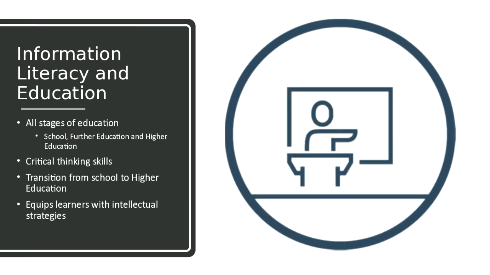Information literacy and education. Transition is the key here in being able to transfer these skills from one subject to another and from one level of education to another. So it isn't just all about higher education. We need to use information literacy within primary school, secondary school, further education and higher education. Critical thinking skills come through clearly again.